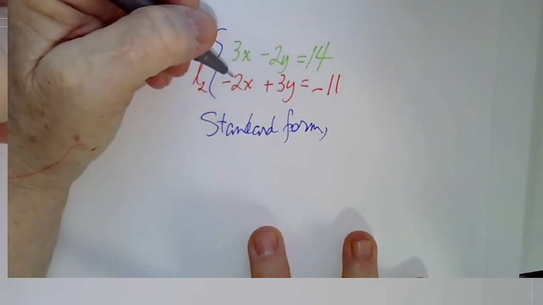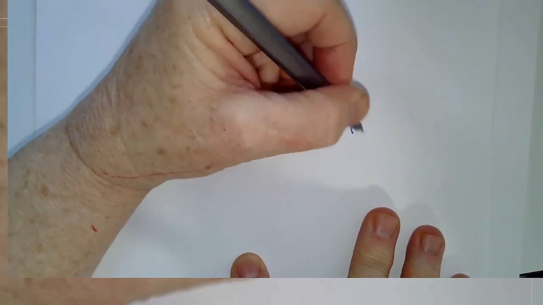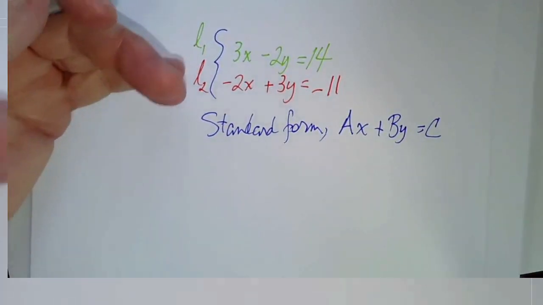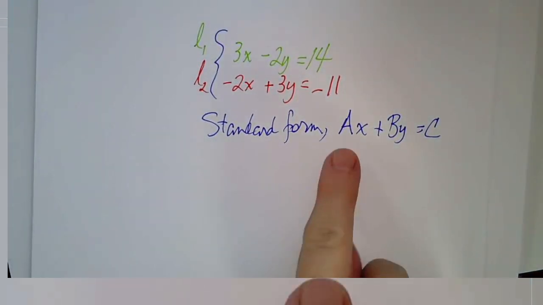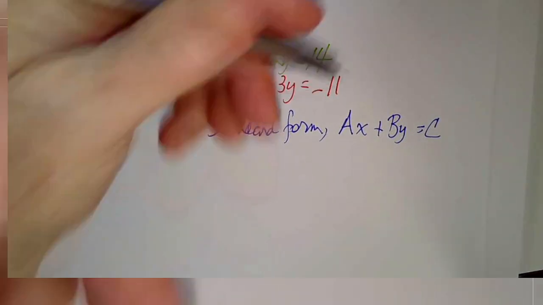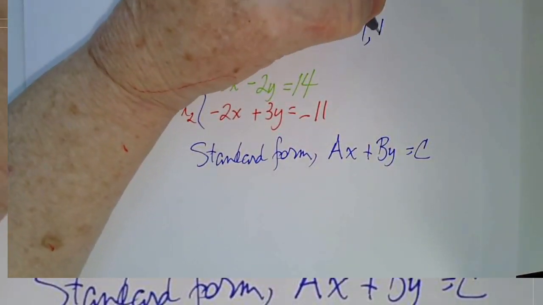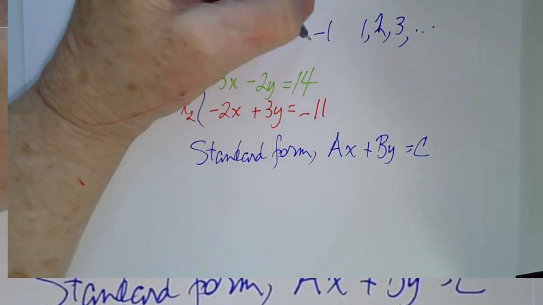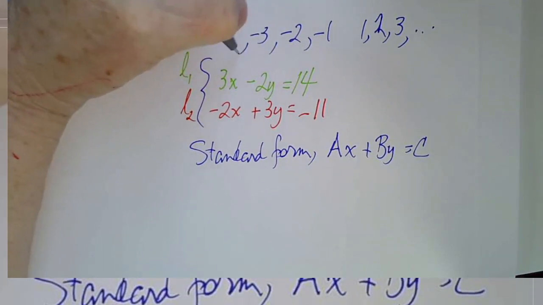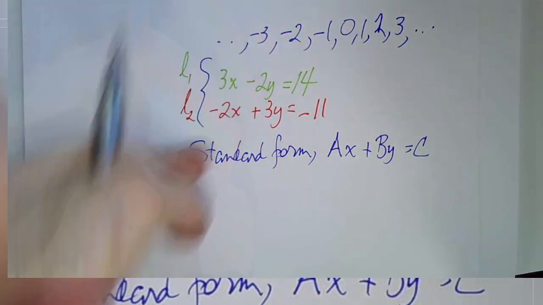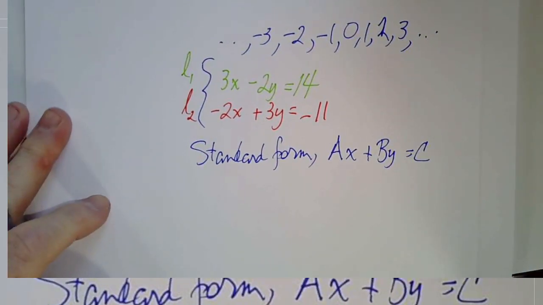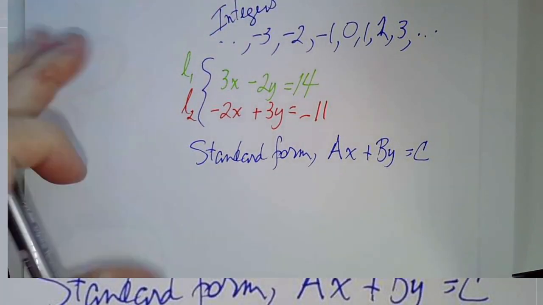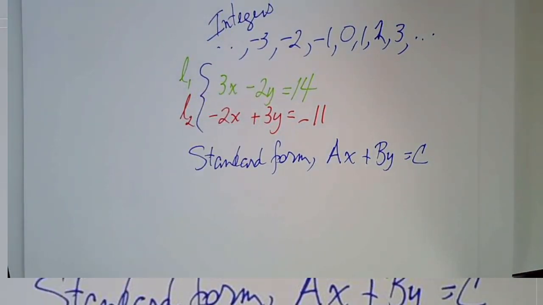Standard form has both variables on the left, the constant on the right, and A, B, and C are integers. Integers are like the positive counting numbers, the negative counting numbers, and zero. So A, B, and C could be any of those numbers. These are integers. And we do have standard form, that's wonderful.